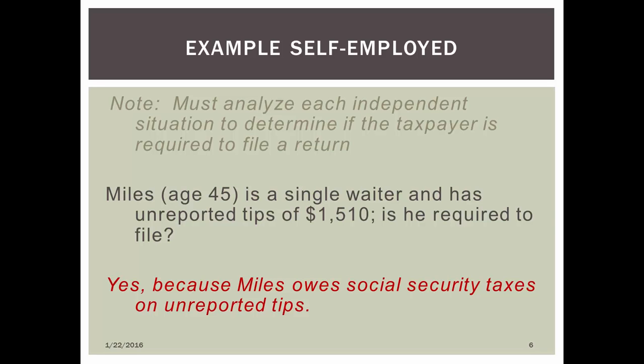Here's an example of a self-employed person. You have to analyze each independent situation to determine if the taxpayer is required to file. Here is Miles. He's 45 years old. He's a single waiter, and he has unreported tips of $15.10. Is he required to file? Yes, because Chart C says that he owes Social Security taxes on those unreported tips, even though he probably won't owe any regular taxes.